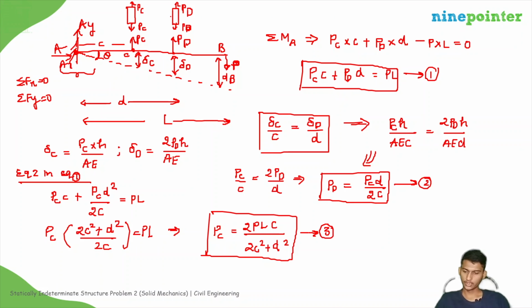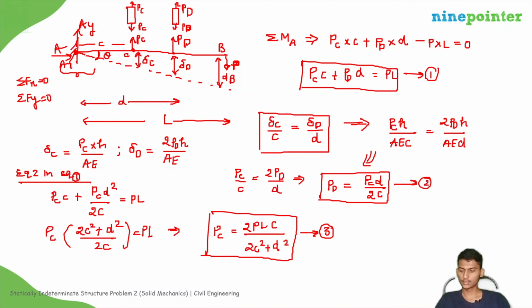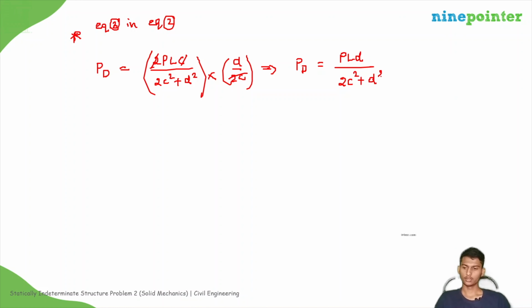Now we need to find out PD. We already know that, so put equation 3 in equation 2. Equation 2 is PD equals PC D by 2C, right? So you can apply PD equals, what is PC? PC is 2PLC divided by 2C square plus D square. So this is PC into D by 2C. 2C will get cancelled. So you will get PD equals PLD divided by 2C square plus D square, right? This is equation 4. So now we got PC and PD.